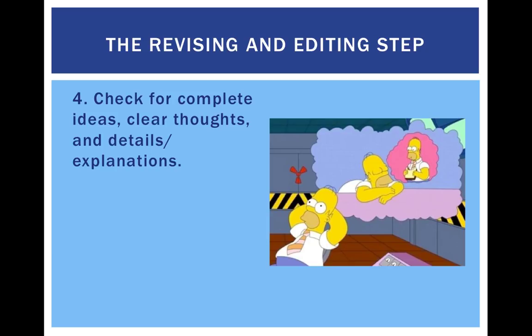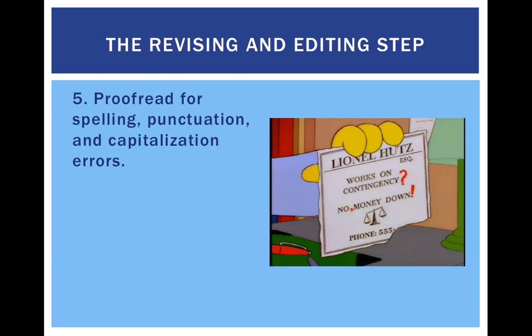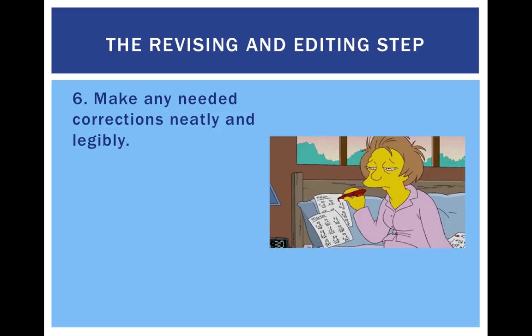Our fourth task in the revising and editing step, check for complete ideas, clear thoughts, and details and explanations. Our fifth task in the revising and editing step, proofread for spelling, punctuation, and capitalization errors. And finally, our sixth task in the revising and editing step, make any needed corrections neatly and legibly.